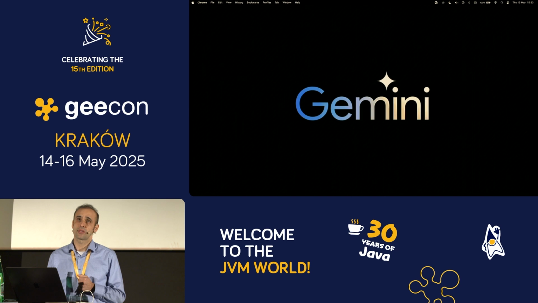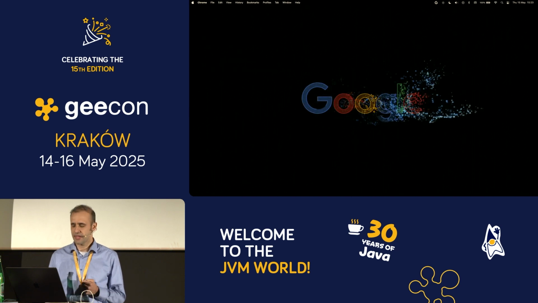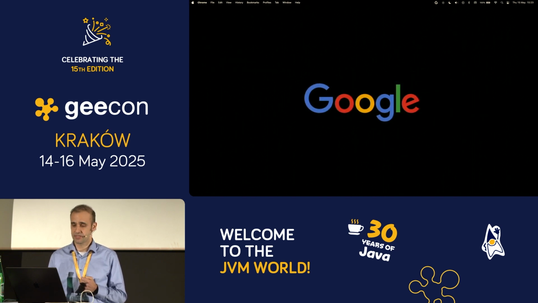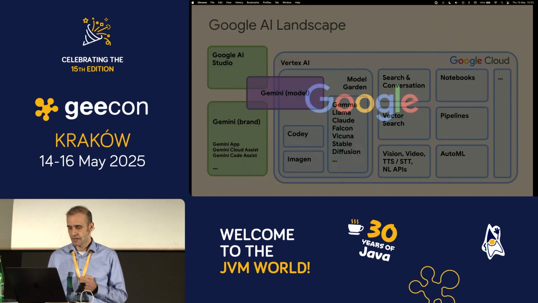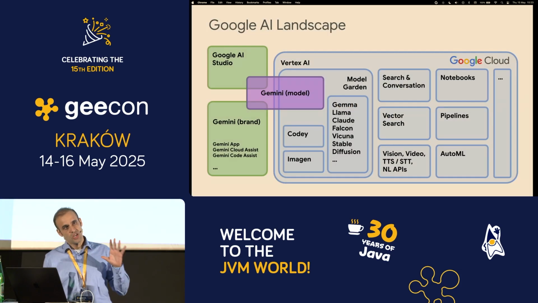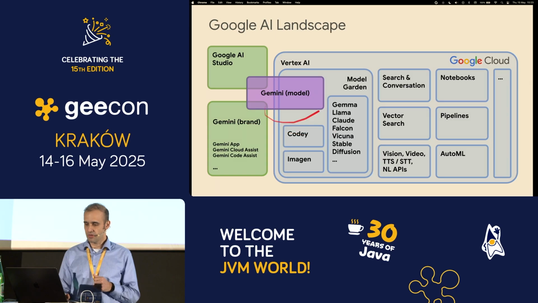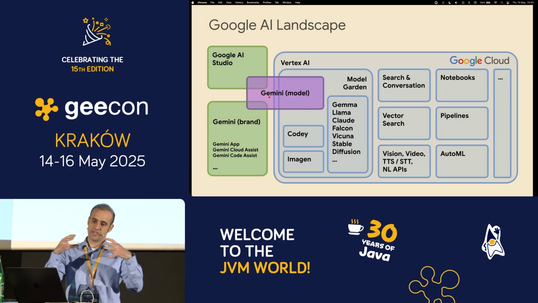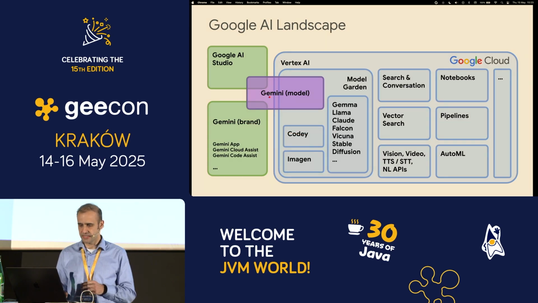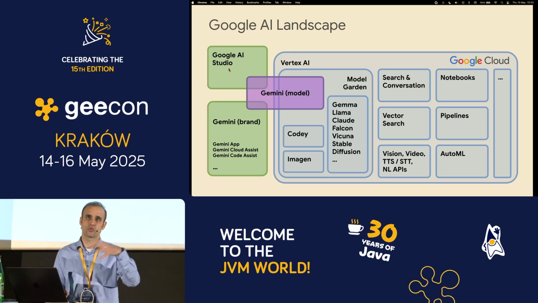Now, when it comes to Google, there's Gemini. That's the main model that we have, and then there are different versions of that, the latest of which is Gemini 2.5. But keep in mind that Gemini is not just a model, but it's also a brand. So we have the Gemini model. That's the model that powers everything. And typically, you would start using that from what's called Google AI Studio that I'll show you later. It's a browser tool where you can try different models.